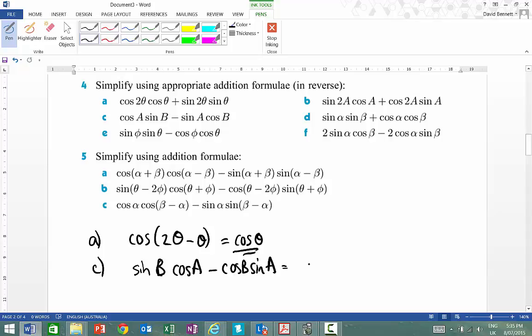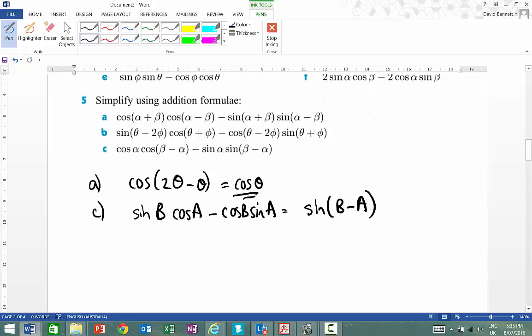So that means that's going to be equal to sine of B take A. Remember, the sign doesn't change with that one. Get the idea? So that's the sort of thing that you have to be able to do using that sort of logic. Now number 5 is basically using the addition formula, but what we're going to do there is, obviously, we've got our A value is really like this bit here, our B value is like this bit here.